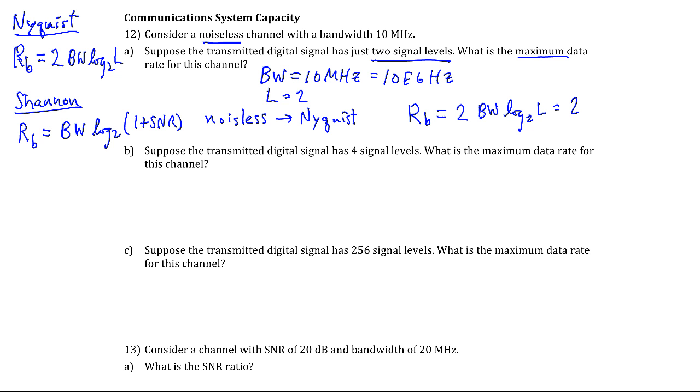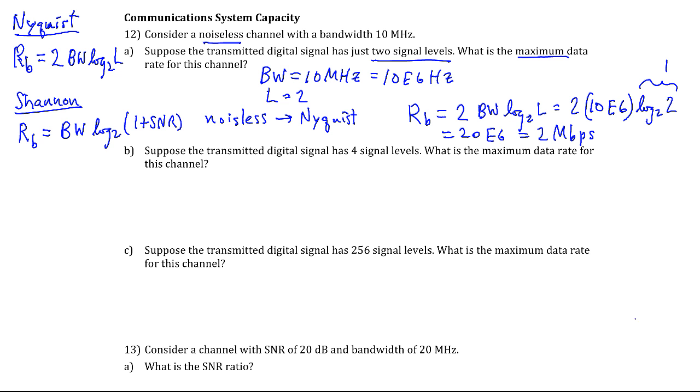which is twice, and I'm going to go ahead and keep it as 10 meg. I'll write 10 e to the 6th, and plug it in like that. Log base 2 of 2 is just 1. And so this is 20 e to the 6th, or 20 megabits per second.